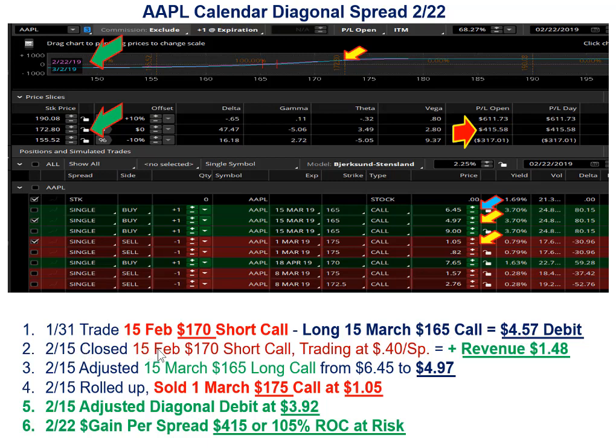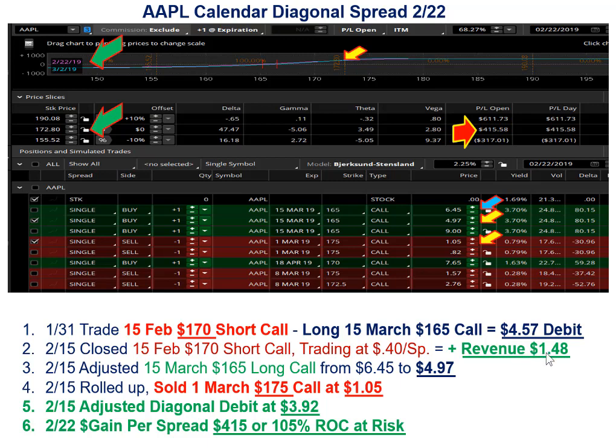Now on the 15th of Feb, the 170 short call had gone down in value. It was originally sold at $1.88 short strike, and now it was trading at 40 cents. So we bought it back at 40 cents. That gave us a profit on the short strike of the 170 of $1.48, or $148.